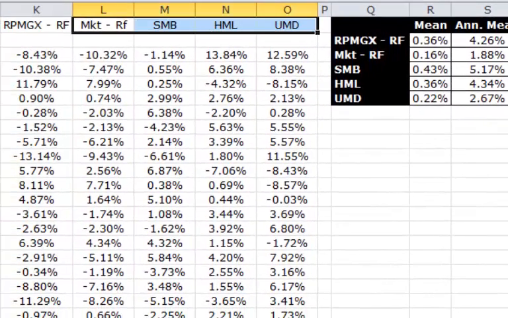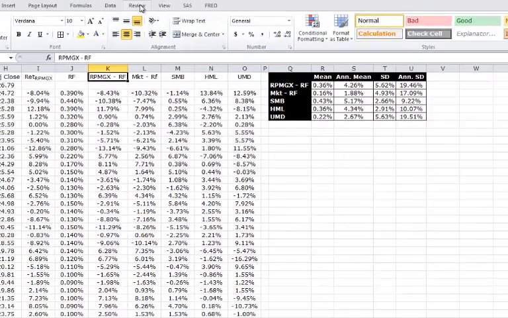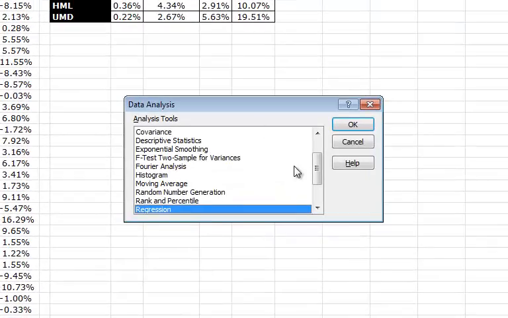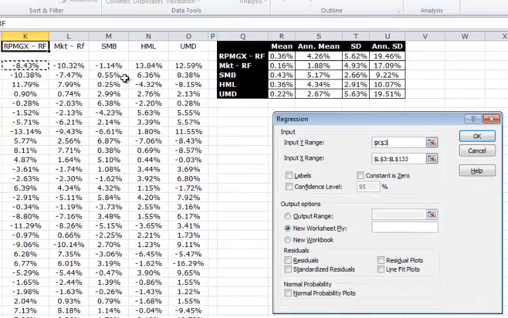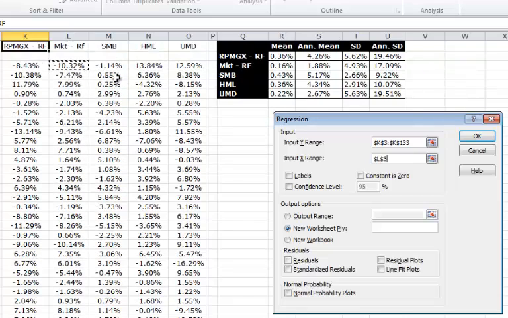So okay, we have our 4 risk factors. We have the return to our mutual fund minus the risk-free rate. Let's go ahead and run the Fama-French-Carhart 4-factor regression. So here we go. Data analysis regression. And for our Y variable, we want the return to the mutual fund minus the risk-free rate. And then for the X range, we're going to highlight all 4 of these and take it on down.